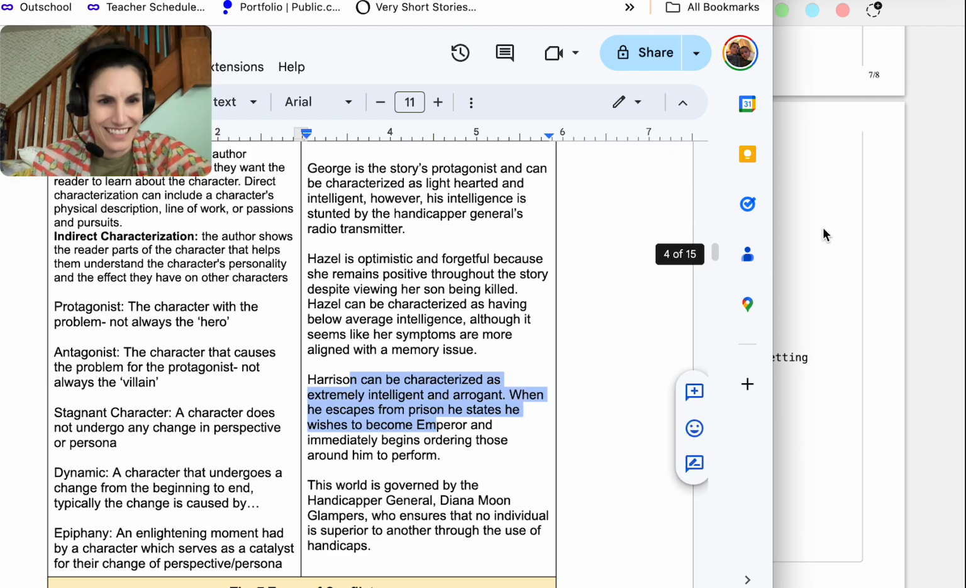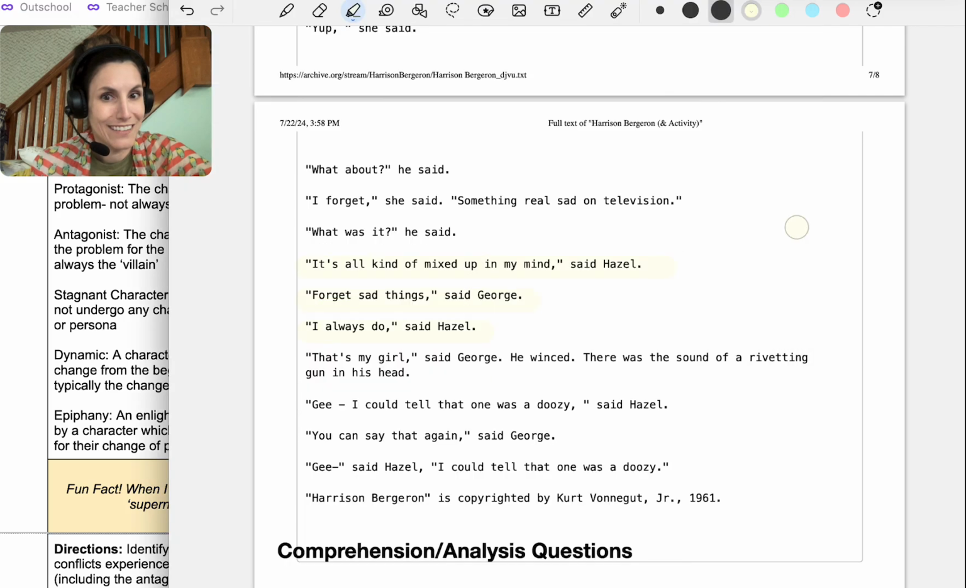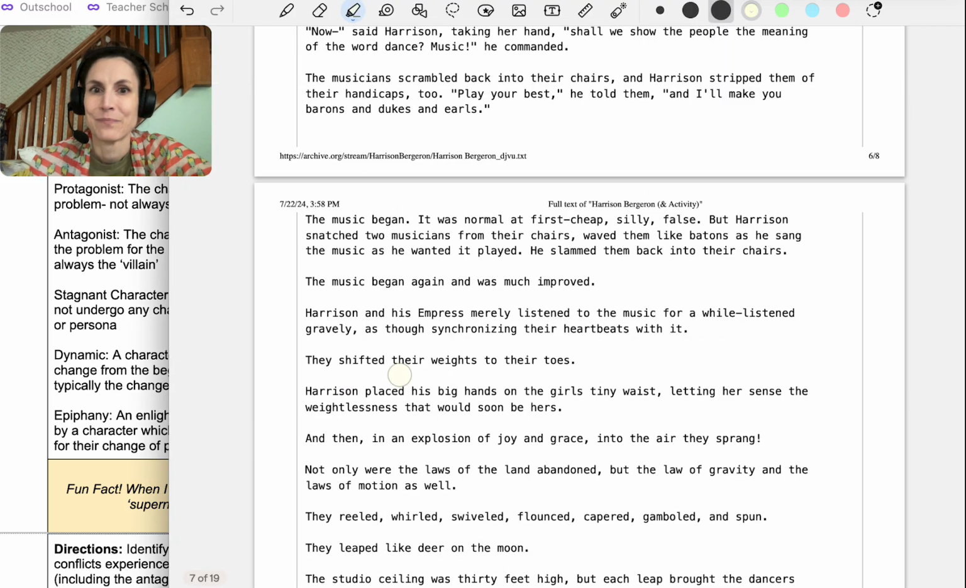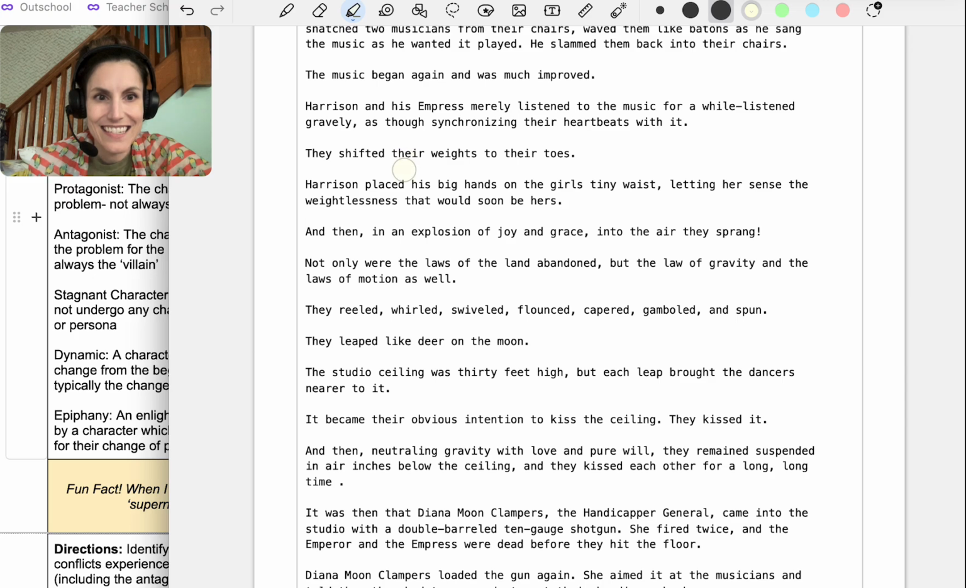And then Harrison. Now, Harrison is a little tricky because he's supposed to be characterized as intelligent. I mean, he's good looking, but I wouldn't say that's a characterization, more of a description. But he is basically forcing this girl to dance with him.